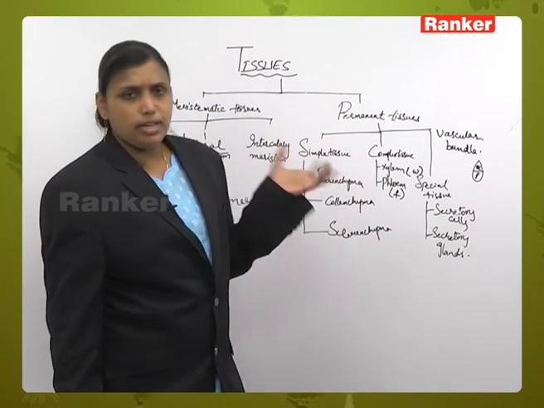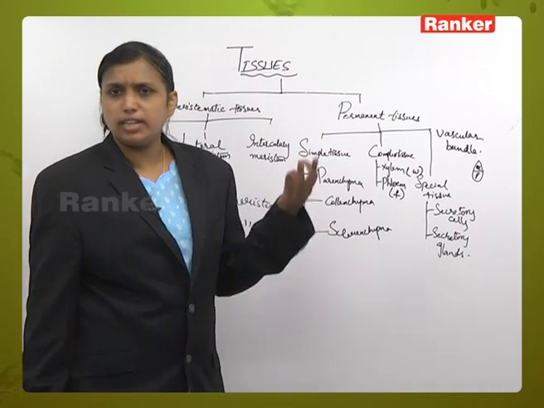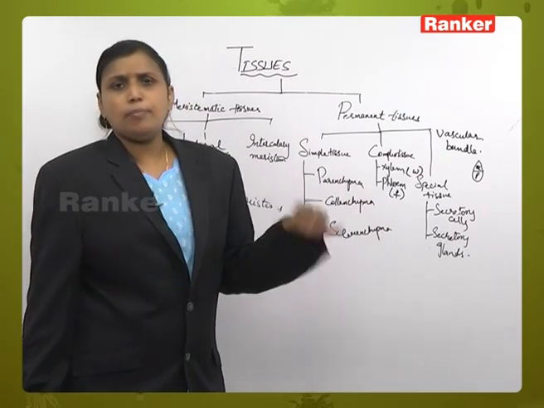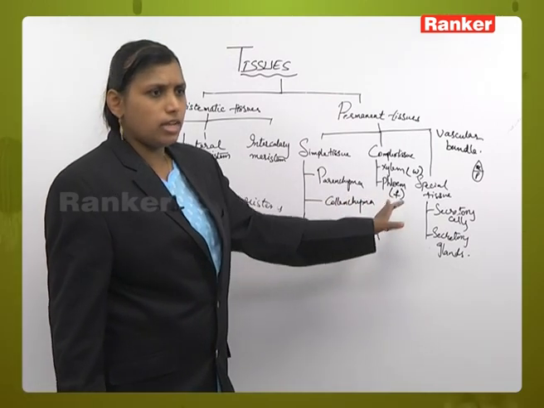Now, next we have xylem elements. In xylem elements, we will have xylem parenchyma, xylem vessels, xylem tracheids, and xylem fibers. In phloem, we have companion cells, sieve elements, phloem fibers and phloem parenchyma. All these are present.